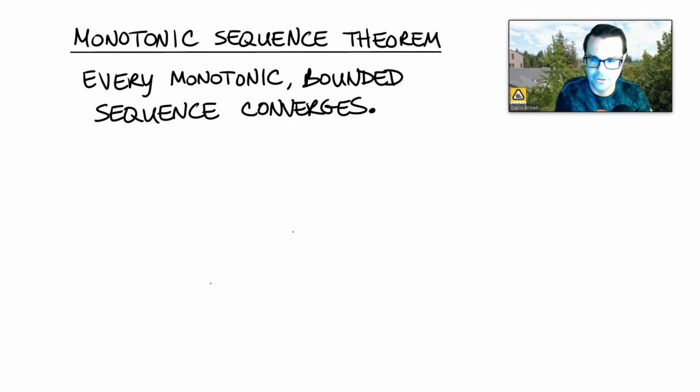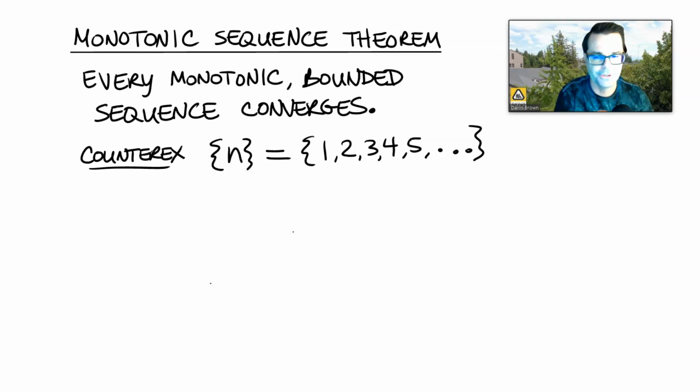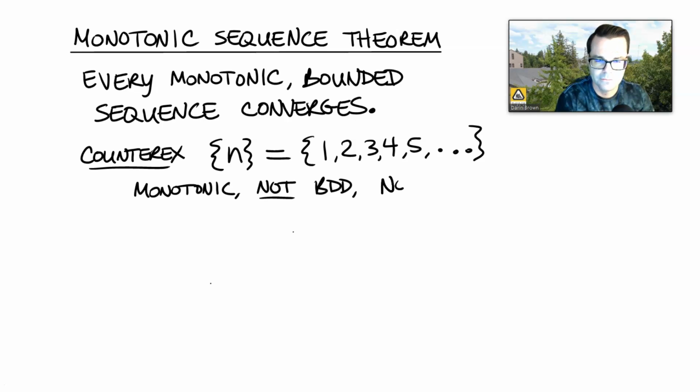Just to give you a counterexample, if you look at the sequence n, 1, 2, 3, 4, 5. Okay, so just the sequence of positive integers. This is monotonic. These are increasing. 1, 2, 3, 4, 5 is getting bigger and bigger, but not bounded. And this is not a convergent sequence. So it diverges to infinity.